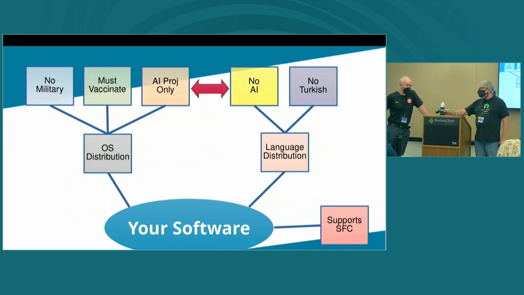Informal and formal. Formal enforcement is I sue you in court and say because you violated the license, you did not have the right to use that software. That doesn't happen at all.